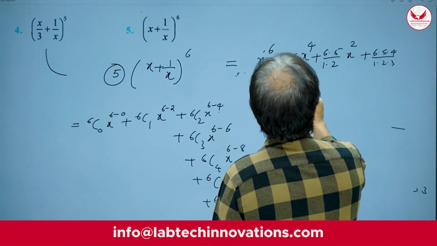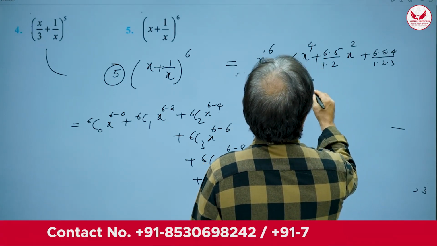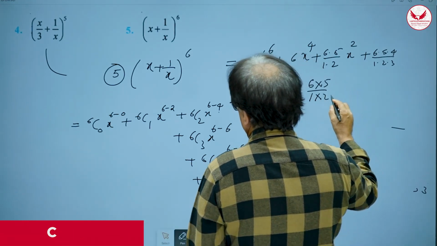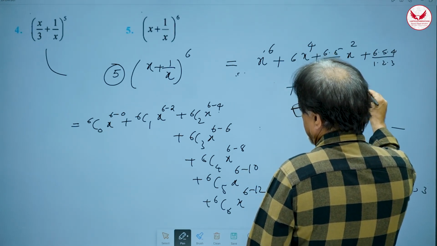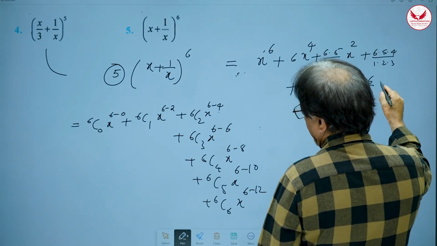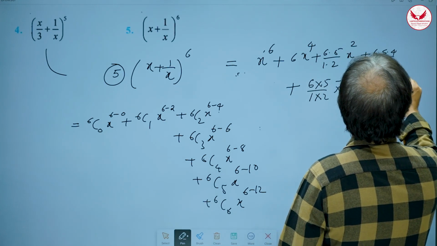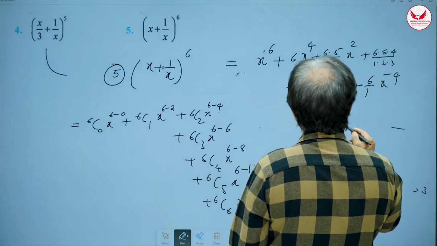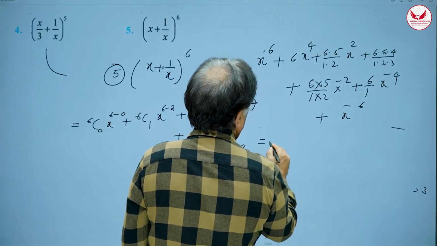Okay? So next term is going to be 6C4. 6C4 is same as 6C2. So it is 6 multiplied by 5 upon 1 into 2. Here the power is x raised to minus 2. Next term is 6C5, which is equal to 6C1. So 6 upon 1. Here x raised to minus 4, right? And the last term is 1, but x raised to minus 6. Correct?